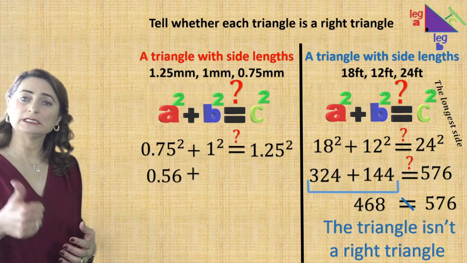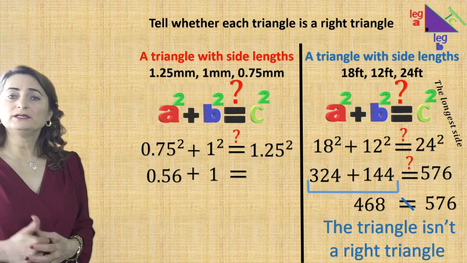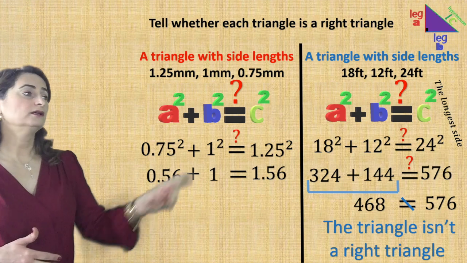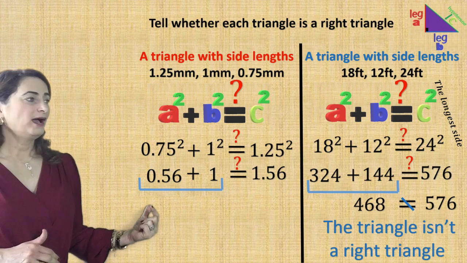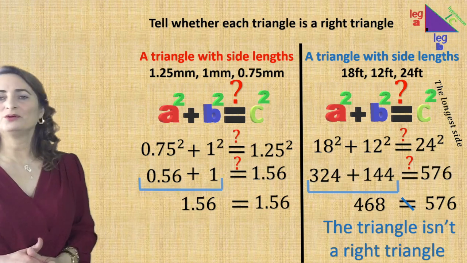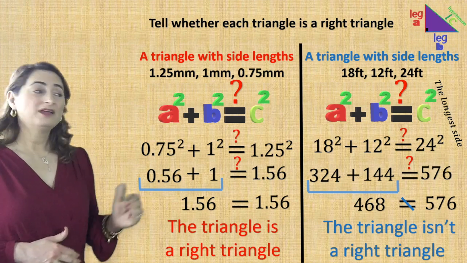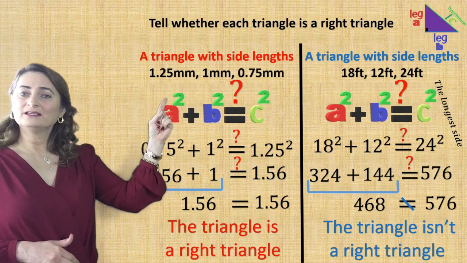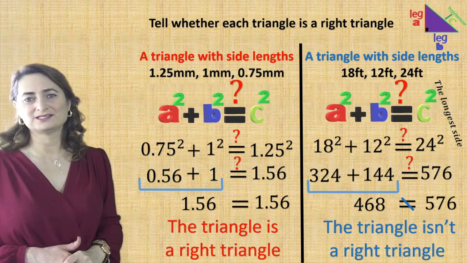1 squared means 1 times 1, which is 1. Equals 1.25 squared is 1.56, because 1.25 times 1.25 is 1.56, again with a question mark. Now combine like terms. Add 1 plus 0.56 is 1.56. Bring the equal sign down and 1.56 down. Does 1.56 equal 1.56? Yes. That means the triangle is a right triangle, because squaring the leg added to the square of the other leg gave you the square of the longest side, which is the hypotenuse.